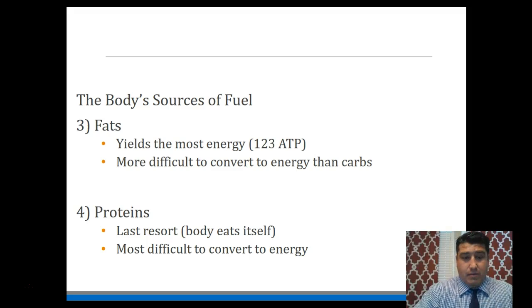Okay. So in order for the body to use protein, it has to eat itself. It has to break down its own muscles and its own bones, its own skin. Anywhere there's protein, it has to break it down in order to convert it to energy. So it's very difficult, but really it's the last resort.